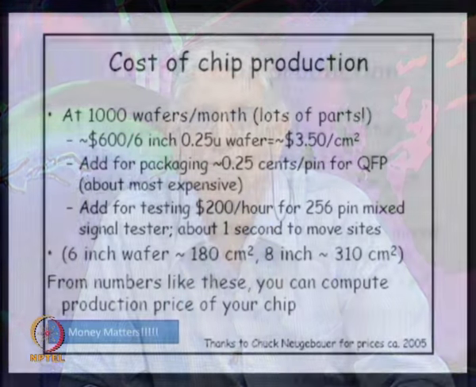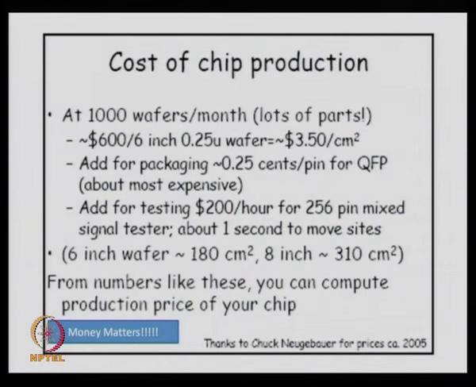Say, for example, 1000 wafers per month, if that is what your company can manufacture, of course, there are a large number of parts. $600 are actually required for a 6 inch quarter micron wafer. So, for the lot you are talking about, it is roughly $3.5 per centimeter square that you will require for the silicon. Add for packaging around $0.25 per pin for a quad flat pack package. This is the costliest part per pin, because it may be a 100 pin, 200 pin package. So, a lot of cost actually goes per pin on the packaging.